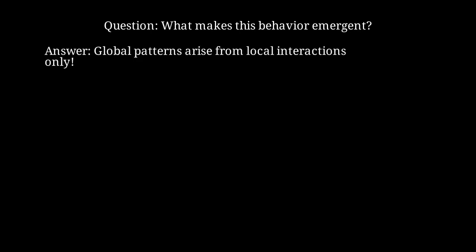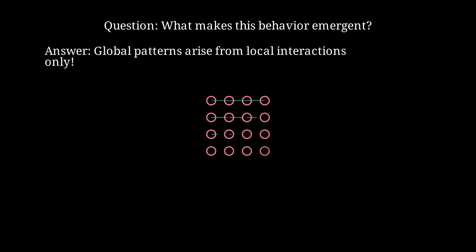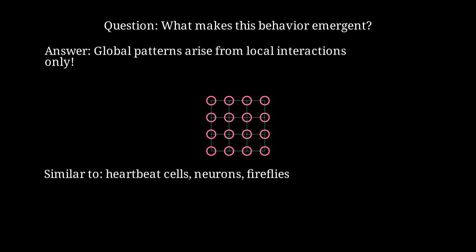Let's consider an important question. What makes this behavior truly emergent, rather than just complicated? The answer is that global synchronization patterns emerge from purely local interactions, with no central coordinator. Each droplet only knows about its immediate neighbors through diffusion, yet the entire network can synchronize into coherent patterns. This is similar to how heart pacemaker cells, neurons, and fireflies all synchronize through local interactions to create global rhythms.